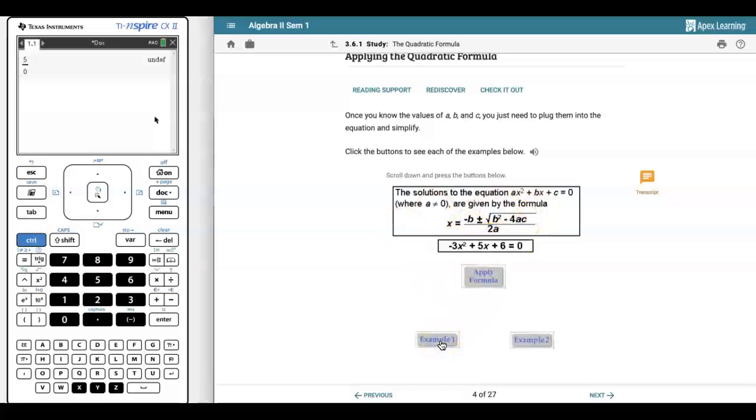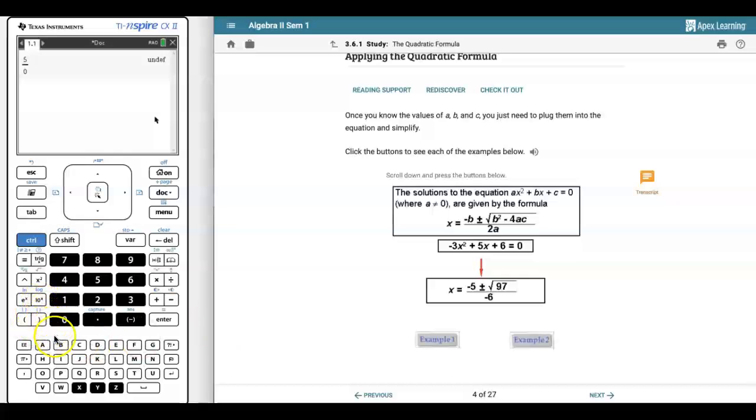All right, so if we look at example 1 here, we apply the formula, right? We've got our b value is 5, our c value is 6, and our a value is negative 3. So we just plug that in, and then we simplify, right? And if you can't get it any simpler than the square root of 97, you leave it at the square root of 97.